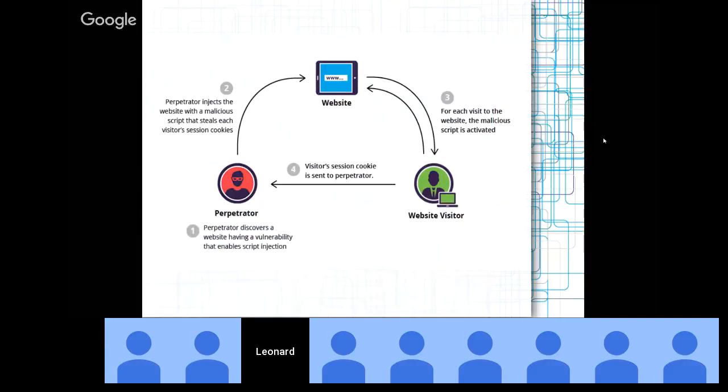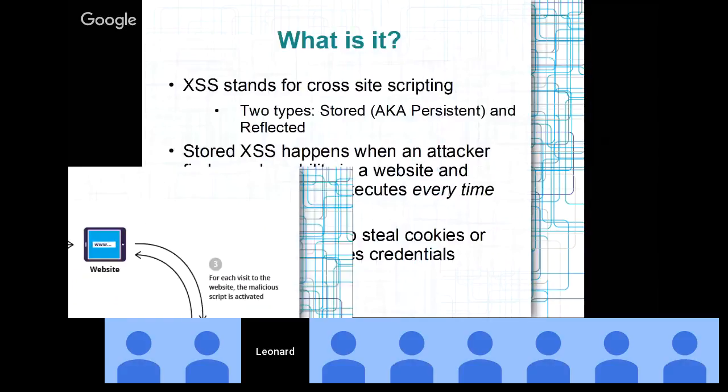This is just a graphic. Basically, you can see the perpetrator will infect the website. The visitor will come in, visit the website, and when they log in, the perpetrator can then take their cookies, or take anything else. It's also used for keylogging. We'll get into that in a minute.